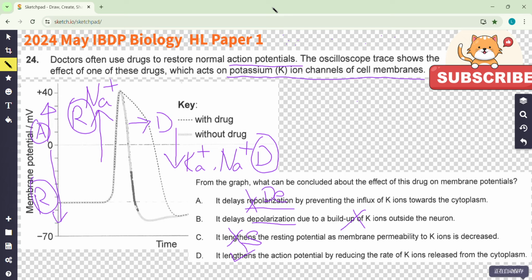So you saw A, B, C have a problem, but at last you have to look at the IBDP problem too. It lengthens the action potential, it means this part. By reducing the rates of potassium ion released from the cytoplasm, releasing out slowly, so sodium releases slowly, it means that the potassium channel opens slowly or not that much opened. So the answer is D.